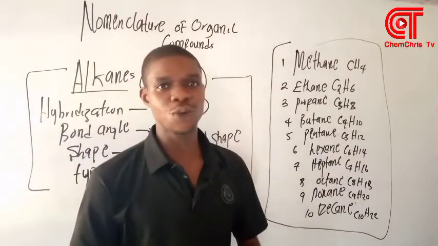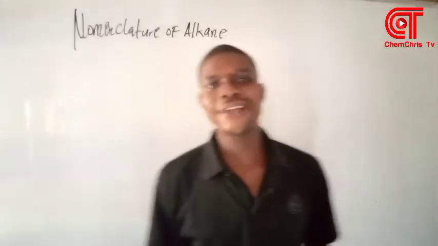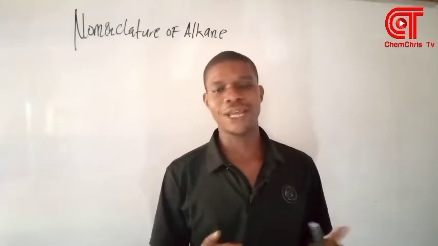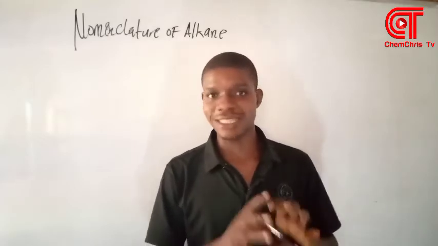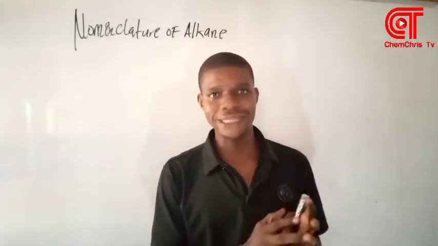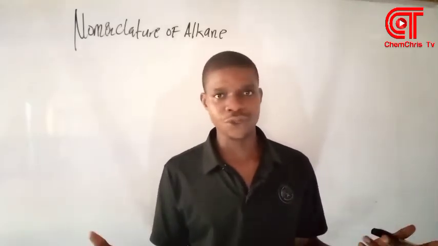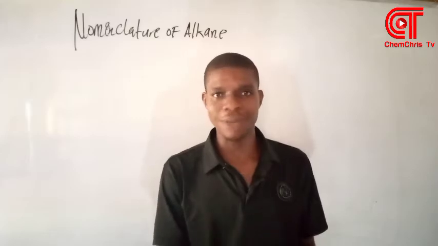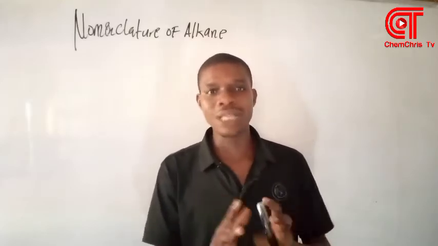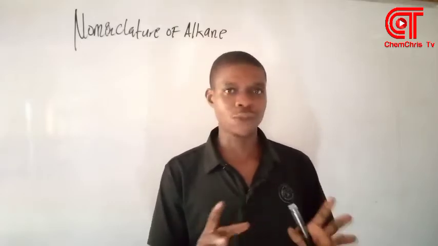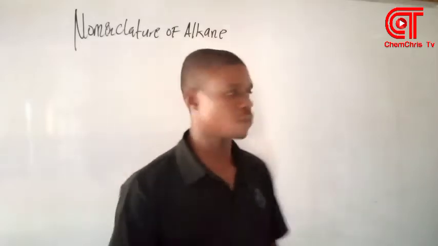Now let's get into the various rules. How do you name alkanes? I'm going to give you the 3 simple rules you can use to name alkanes. I'm going to tailor it to the pattern in which JAMB asks the question. We have about 7 rules when it comes to the nomenclature of alkanes, but what I've witnessed is that JAMB only focuses on 3 rules, which I'm going to give to you. So pay very close attention. Rule 1.